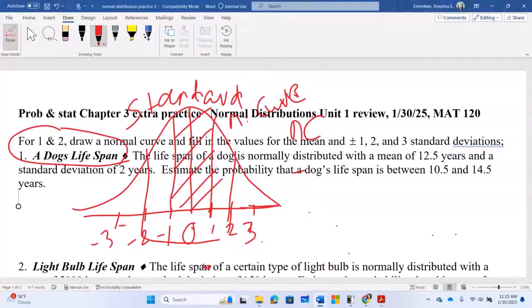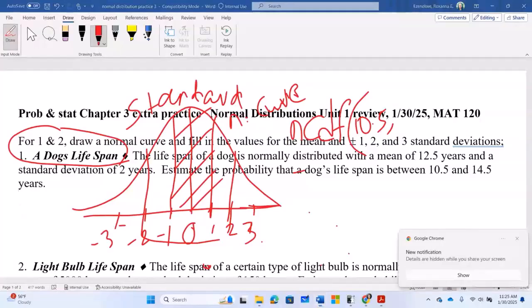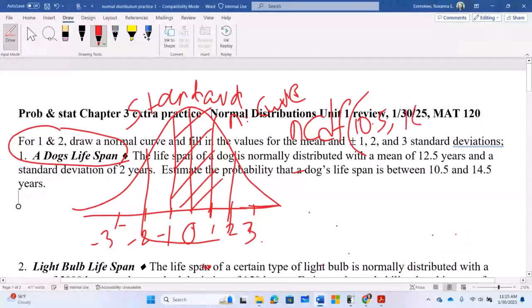Normal cumulative density function. This is the first time we are doing this. We are using it to emphasize the empirical rule. You might want to pay attention. I want to find the raw score first. The area between 10.5, one standard deviation below the mean, and one standard deviation above the mean, 14.5. And the mean of the data is 12.5. And the standard deviation of the data is 2.